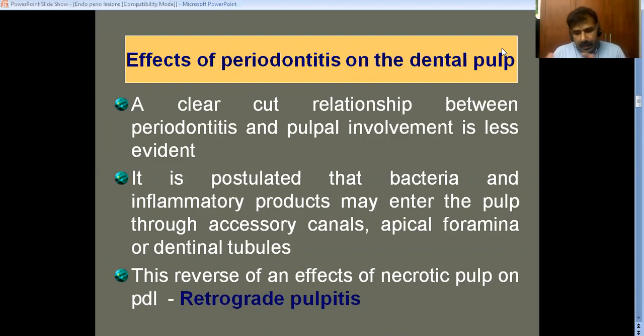So the pulp and the periodontium have different communications, and the extent of inflammation there dictates the interaction between these two. Sometimes periodontitis may serve as a separate entity, pulpitis may serve as a separate entity, but then sometimes through these channels, they interact and they become a combined lesion. So that is basically what we are going to discuss in this chapter today.